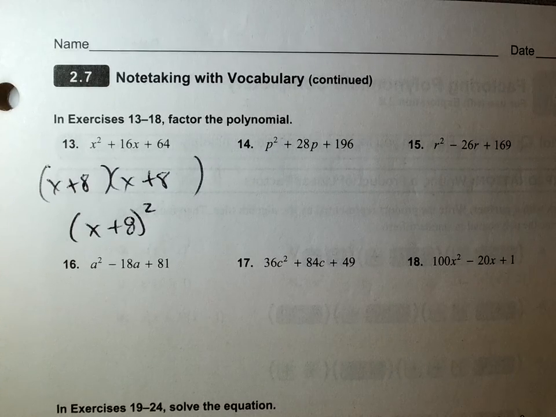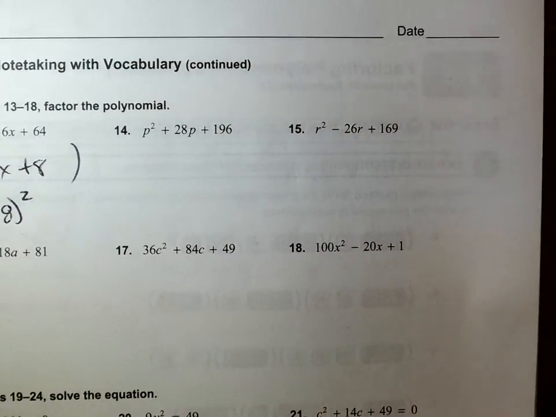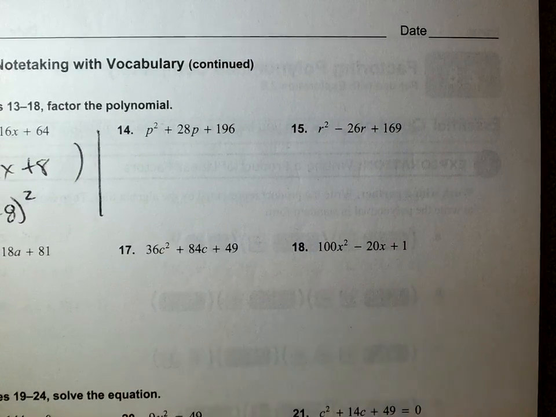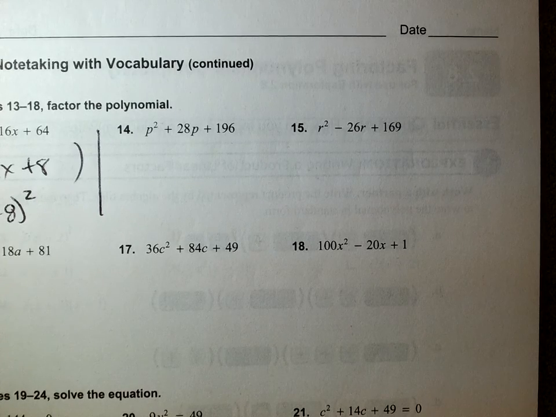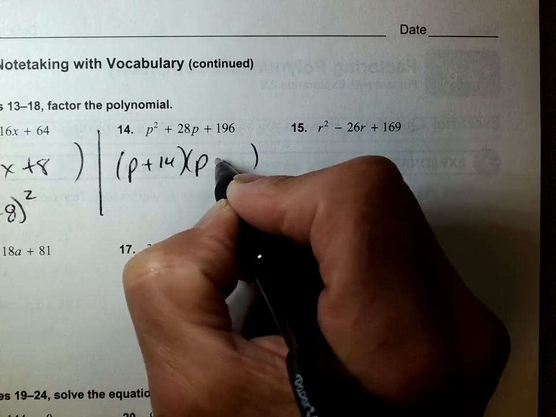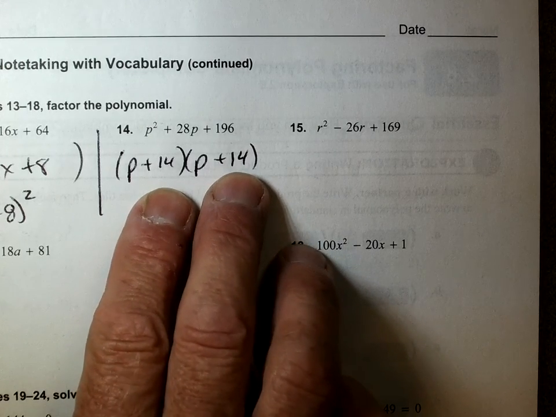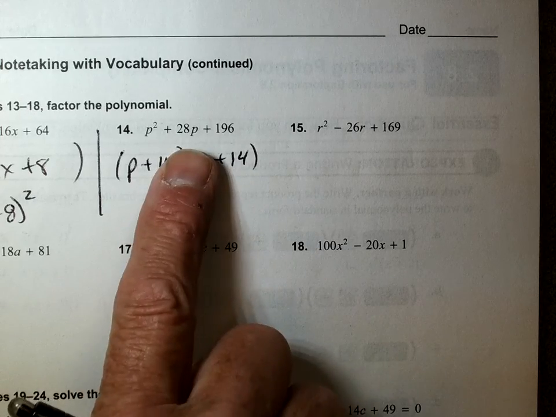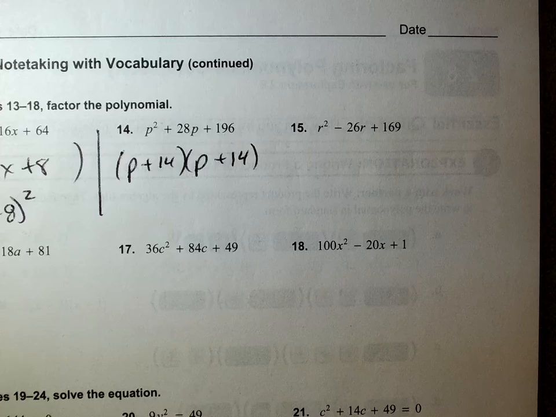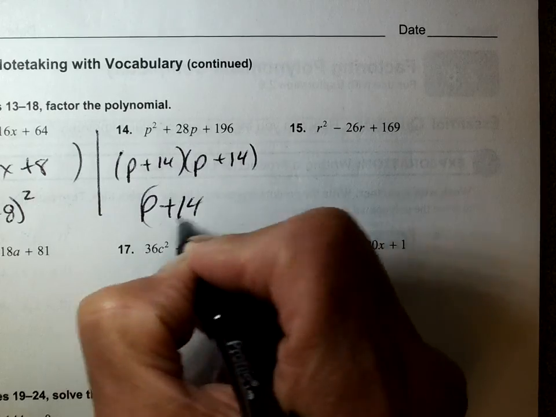So we've done this kind of factoring before. The only difference is we can write it like this. Okay, 14, 196. I think it's 14 times 14. 14 squared. So I can rewrite this as p plus 14, p plus 14. Now, I know that 14 times 14 makes 196, but 14 plus 14 is what? 28, right? So this is the same stuff we've been doing. You guys agree? The only difference is we can rewrite this as p plus 14 quantity squared.